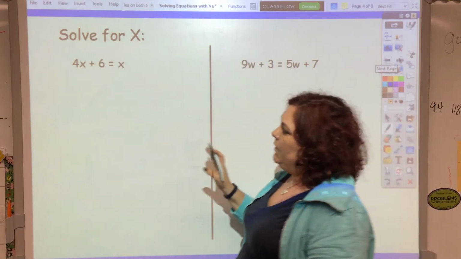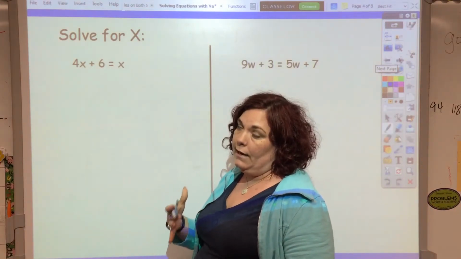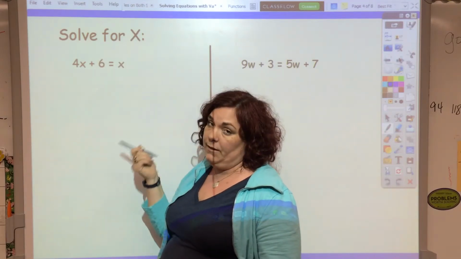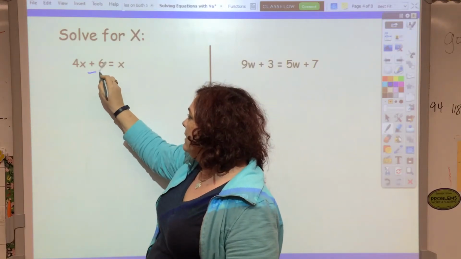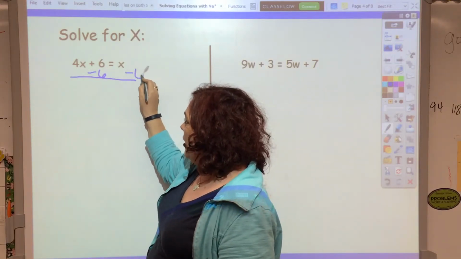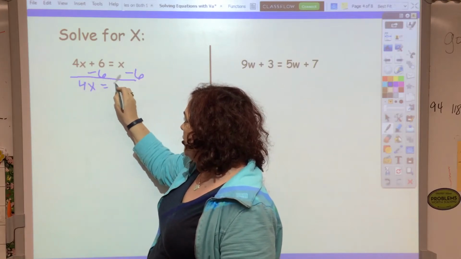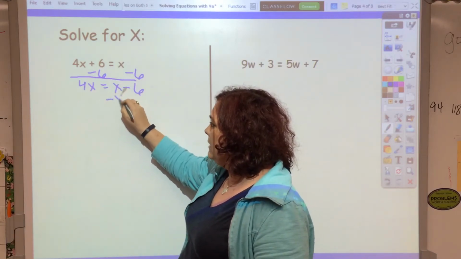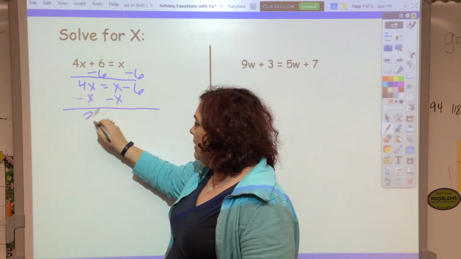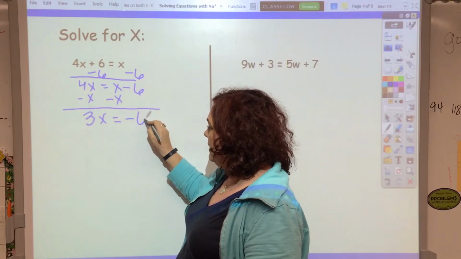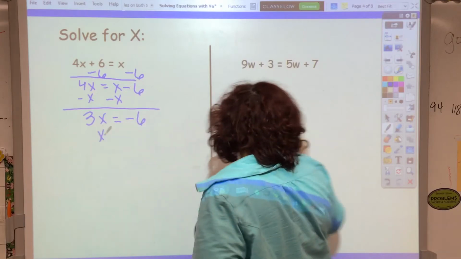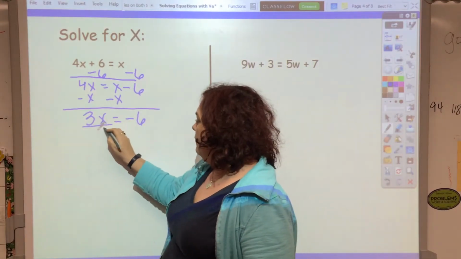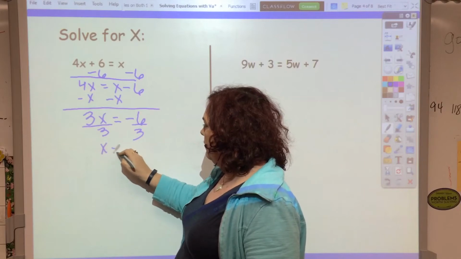So let's do this one. Okay, again, I told you I do not like a negative variable. So if I subtract 4x from this side and subtract 4x from this side, I'm going to get a negative variable. I'd much rather subtract 6 from both sides first. And so I would have 4x equals x minus 6. And then now I can take this x from this side, minus x minus x. And so that gives me 3x equals negative 6. And so I'm sorry, skipping steps. I can divide by 3 and divide by 3, and so x equals negative 2.